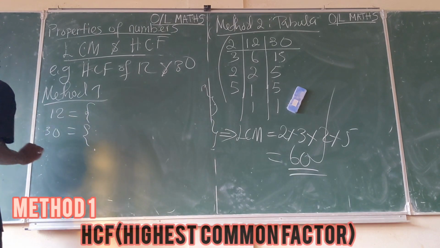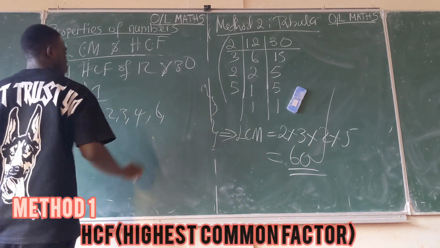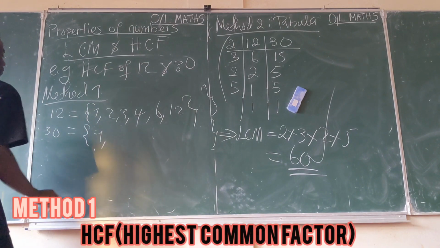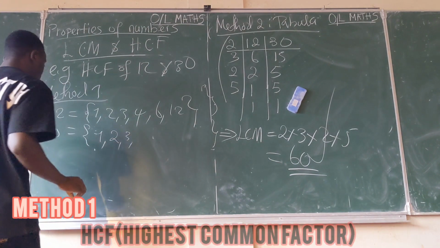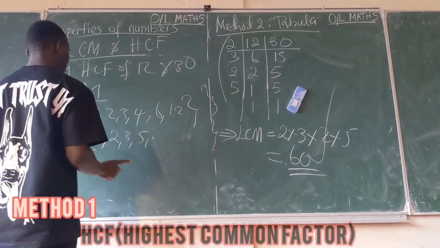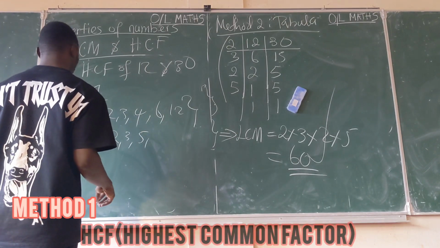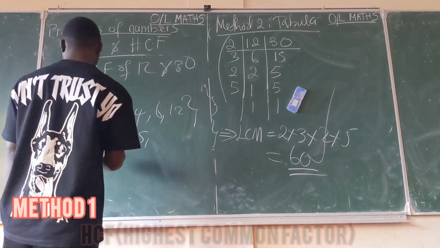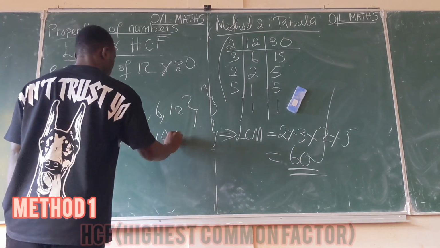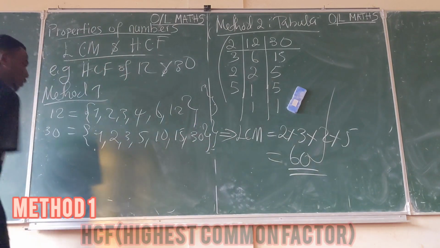So factors of 12, all the numbers that divide 12: 1, 2, 3, 4, 6, and 12. Also, 30, what do we have? We have 1, 2, 3, no, 4 cannot go, we have 5, 6, 6 cannot go, 8 cannot go, we have 10, we have 15, and we have 30.